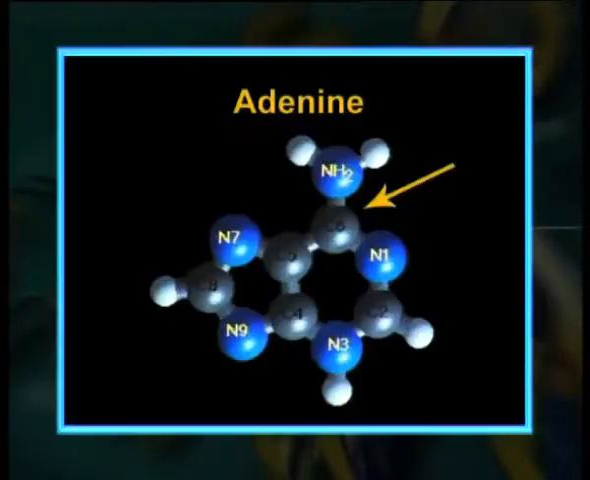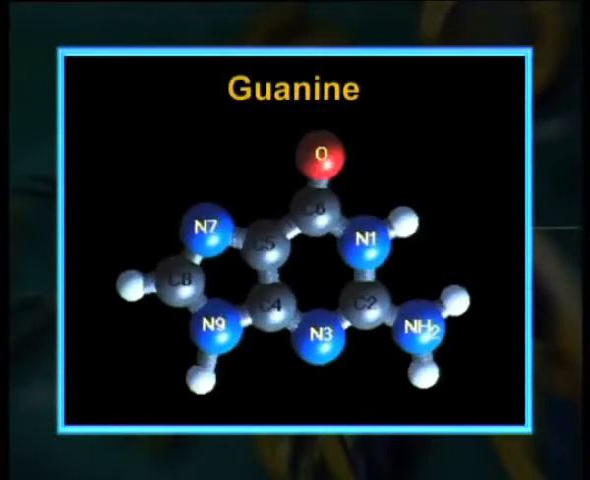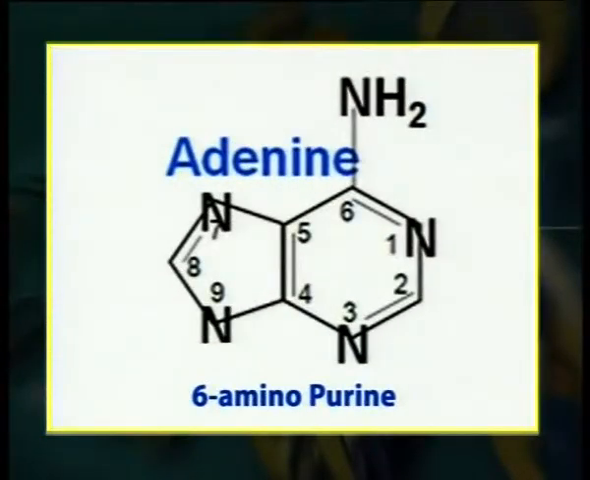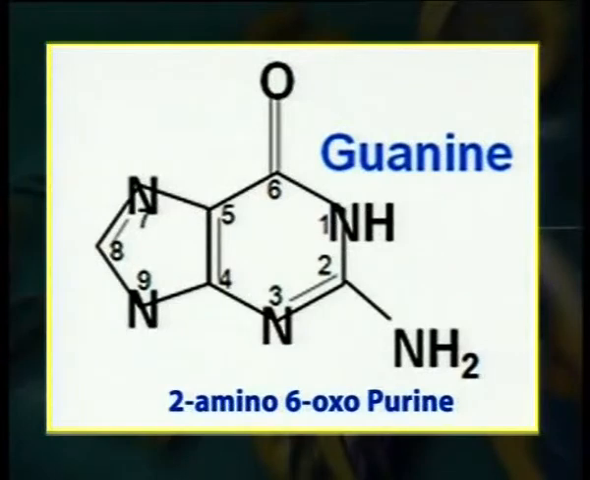In adenine, an amino group is present at position 6, while in guanine, an amino group is attached to the 2nd carbon and a keto group is found at position 6. Therefore, adenine is 6-aminopurine and guanine is 2-amino-6-oxopurine. Each commonly occurring pyrimidine and purine can be drawn in 2 tautomeric forms.